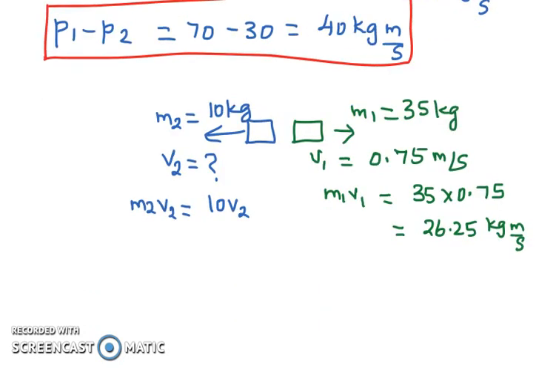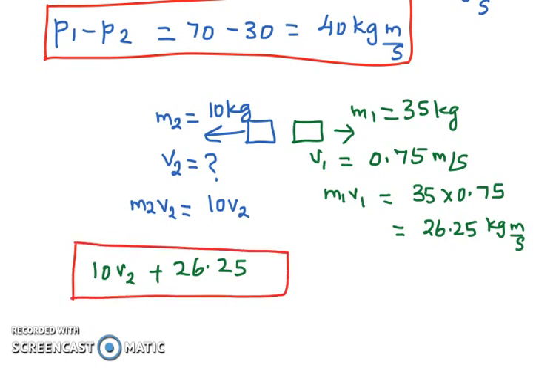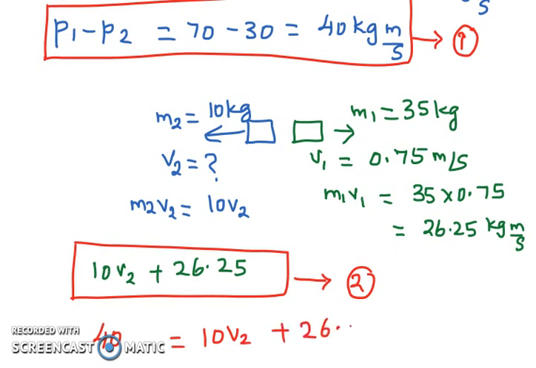So the sum of the final momentums is 10 V2 plus 26.25. According to law of conservation of momentum, the initial momentum of the system will be equal to the final momentum of the system. We equate both of them. 40 is equal to 10 V2 plus 26.25.